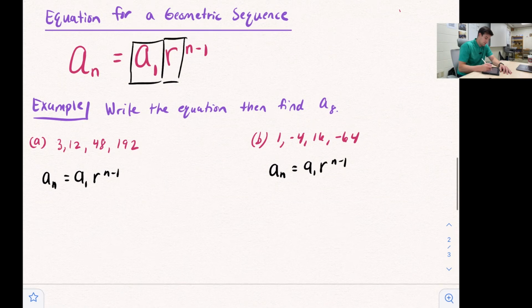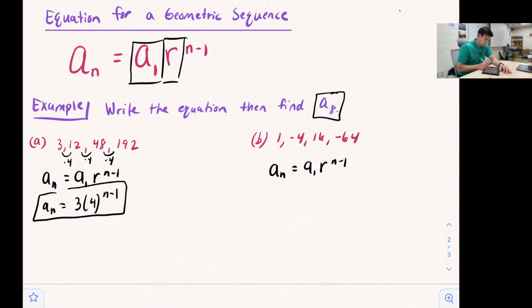So now we want to write the equation and then find a sub 8, which is our 8th term in the sequence. So for example A, we have 3, 12, 48, 192. So our first term is 3. R is our common ratio. We are multiplying by 4. So we're going to put 4 in parentheses here, and then we just leave n minus 1. Okay, so there's our equation.